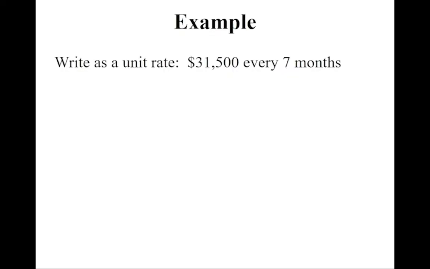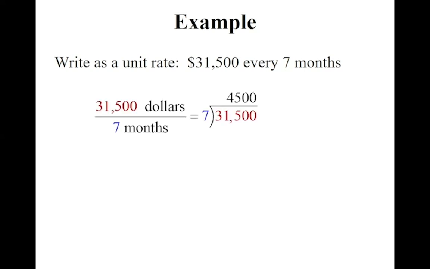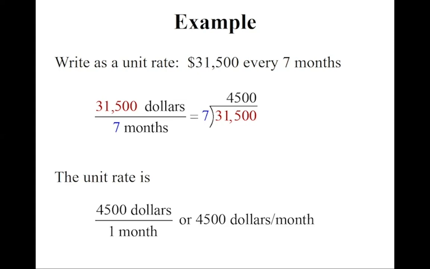So $31,500 every 7 months would be $31,500 to 7 months. To get it in dollars per month, a unit rate, we would divide 31,500 by 7. We get 4,500. So the unit rate is $4,500 to 1 month, or $4,500 per month.